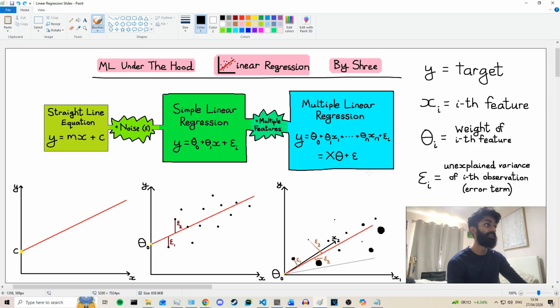So we've been given x i, we have y, which is what we want to predict, and theta i is what we're trying to figure out to make these predictions. Epsilon i is then worked out after we choose theta i, because the errors depend on the relationship that you've chosen.